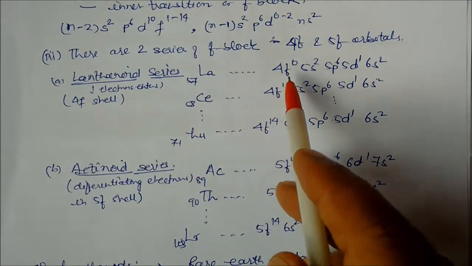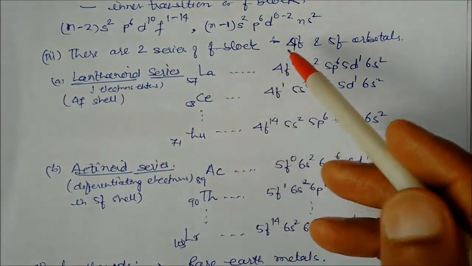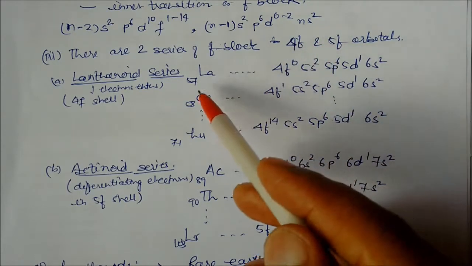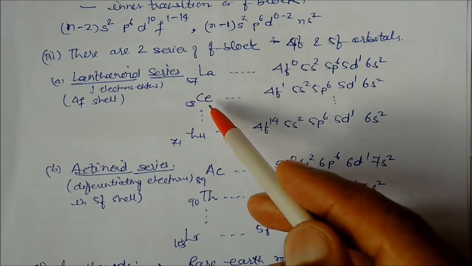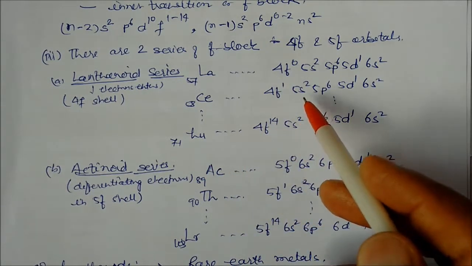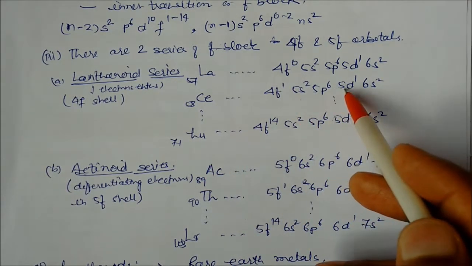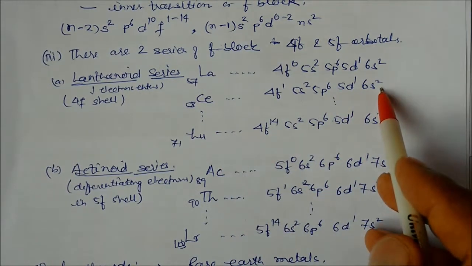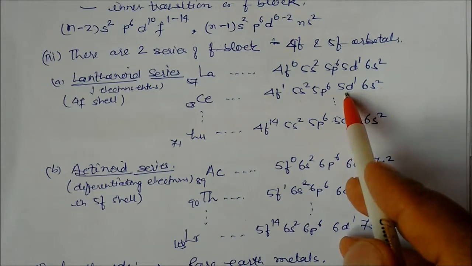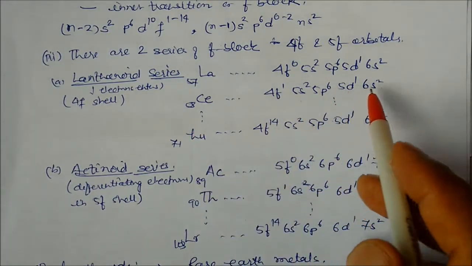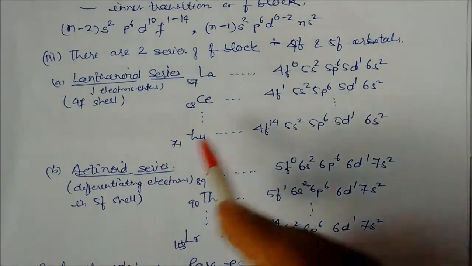For this first series you can see here, if you put this value here, the f block is empty, so this f is filling. For lanthanum it is 0, for cerium it is 1, for lutetium it is 14, and the remaining 5s2 5p6 5d1 6s2 is a complete series. But you can see here 6p is 0, 5d is incomplete, so the 3 outer shells will always be incomplete.